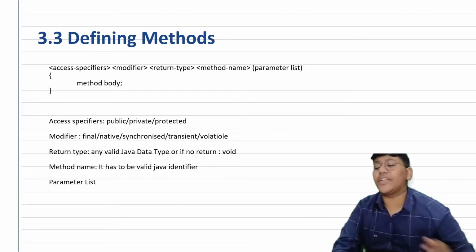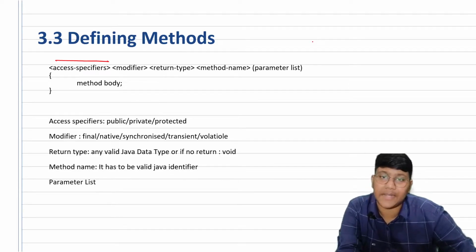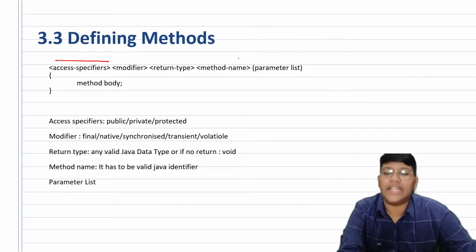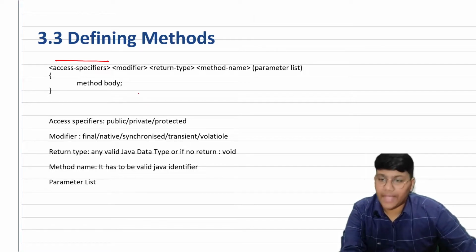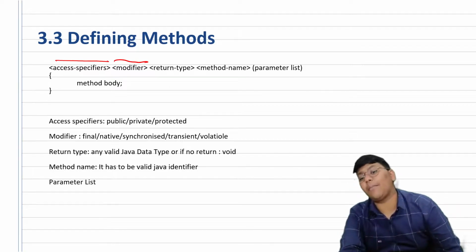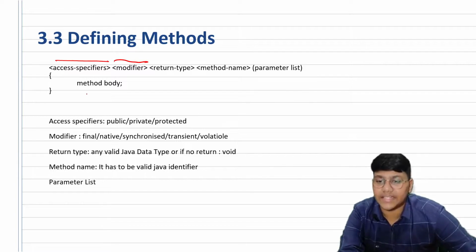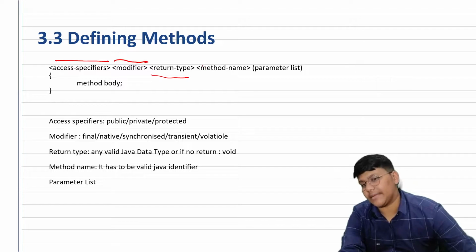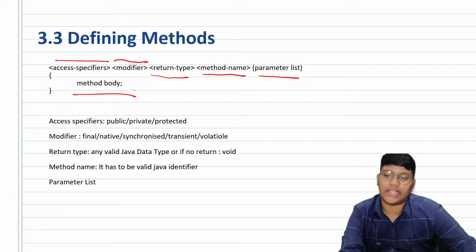Okay, so how to define methods? First we have to write access specifiers that I have explained: public, private, protected and default, or nothing. We'll discuss them in brief in a later chapter. Modifiers are basically, as the name suggests, keywords that modify a method. There may be different modifiers. And there is the return type. The method needs to have a return type, a data type that it returns, and then a parameter list, and then comes the method body.